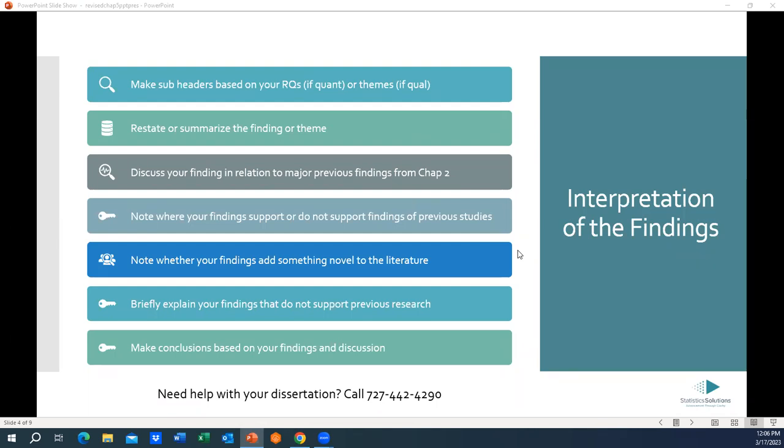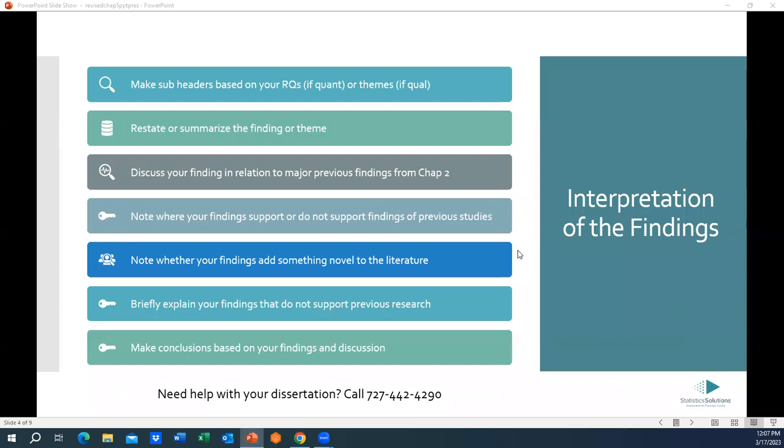Present your research questions, and then summarize your findings in a real plain spoken way. All the statistics are in chapter 4. We don't need many, if any, statistics in chapter 5, very few, because it's a more plain spoken chapter. So after you relate your research questions, you want to summarize what you found in real plain spoken terms.